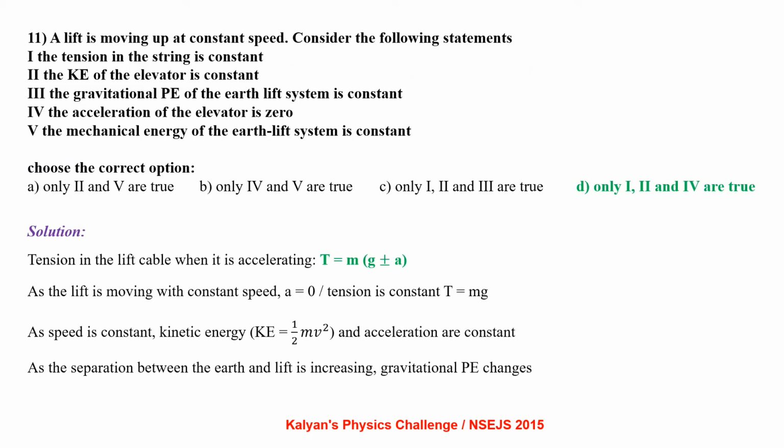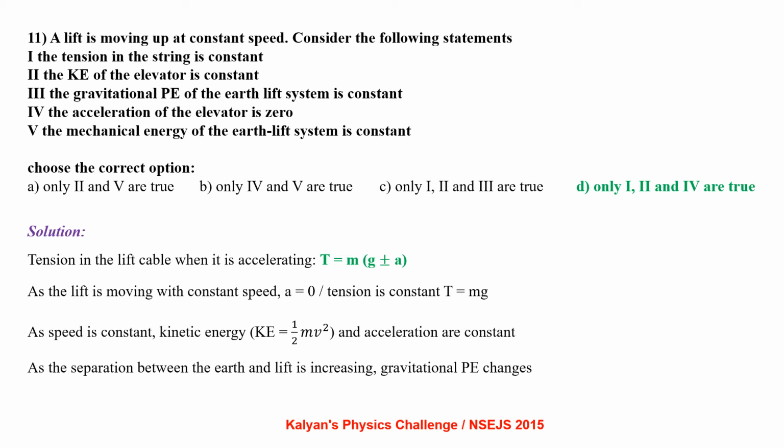A lift moving up at constant speed. Consider the following statements. The tension in the string is constant. The kinetic energy of the elevator is constant. The gravitational potential energy of the earth-lift system is constant. The acceleration of the elevator is 0. The mechanical energy of the earth-lift system is constant.